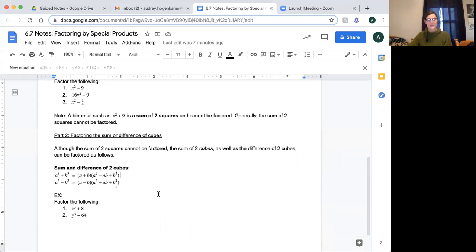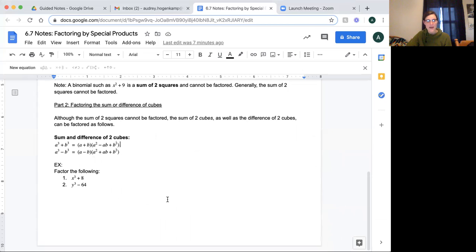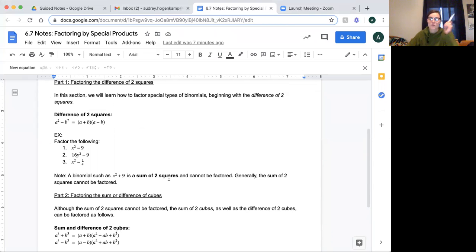So as a whole, not too difficult. These are just methods for when you see very specific types of problems, like something in the form of a cubed plus b cubed, a cubed minus b cubed, or a squared minus b squared. And these are formulas that you can remember so that you can factor those easily.